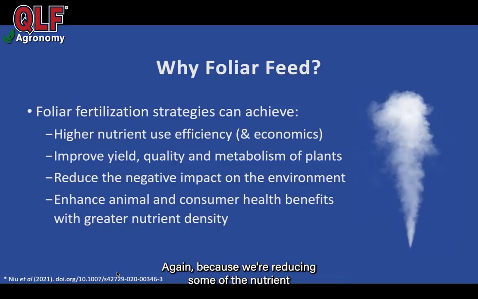Again, because we're reducing some of the nutrient losses from the system, that can improve environmental outcomes. And here, of course, we're particularly talking about things like nitrogen, which is a very leaky nutrient, as well as phosphorus that starts to have some negative impacts in the environment, particularly in our waterways. And we also have opportunities to improve the nutrient density of the food or the feed that we're growing. And that can have animal performance benefits or human health outcomes in terms of nutrient-rich food and feed.